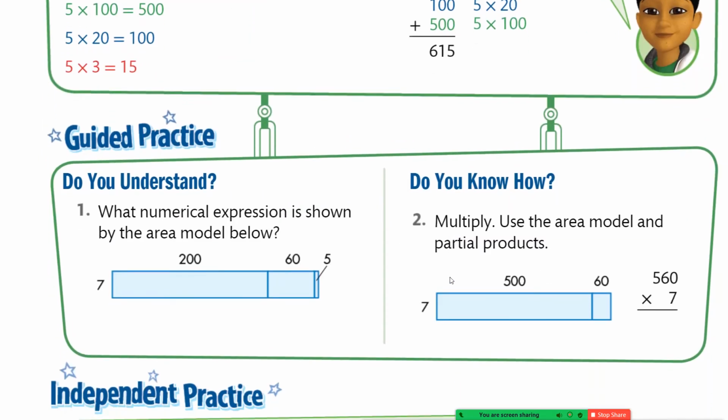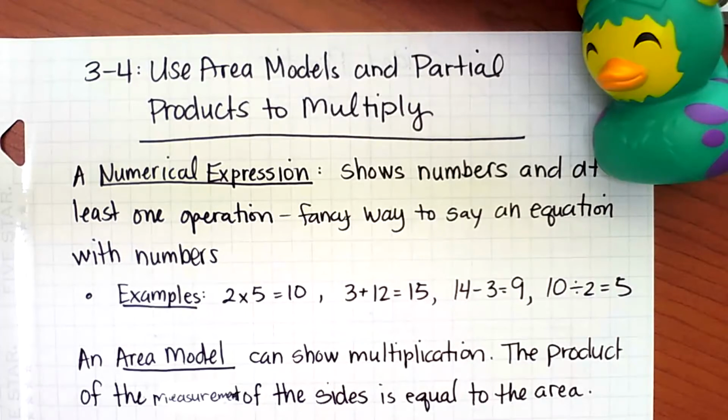So before we do the guided practice questions, I want to take a look at our notes that we've taken throughout this lesson. Remember we said a numerical expression shows numbers and at least one operation, and it's a fancy way to just say an equation with numbers. So 2 times 5 equals 10. That's a numerical expression. 3 plus 12 equals 15. 14 minus 3 equals 9. 10 divided by 2 equals 5. These are all different numerical expressions. Numerical comes from the word number, so that should be easy to remember.